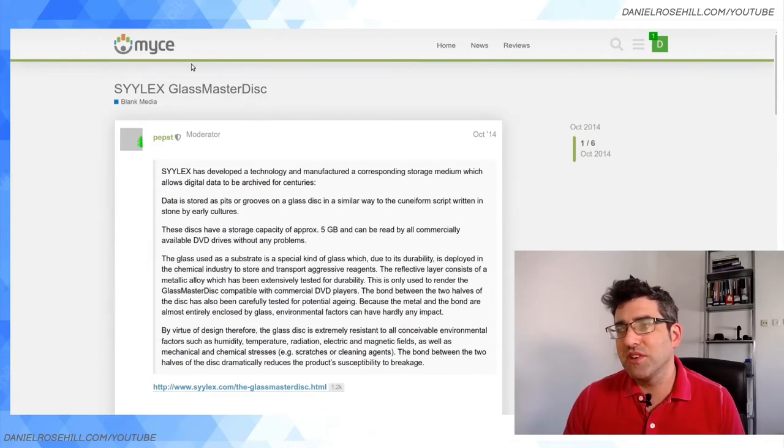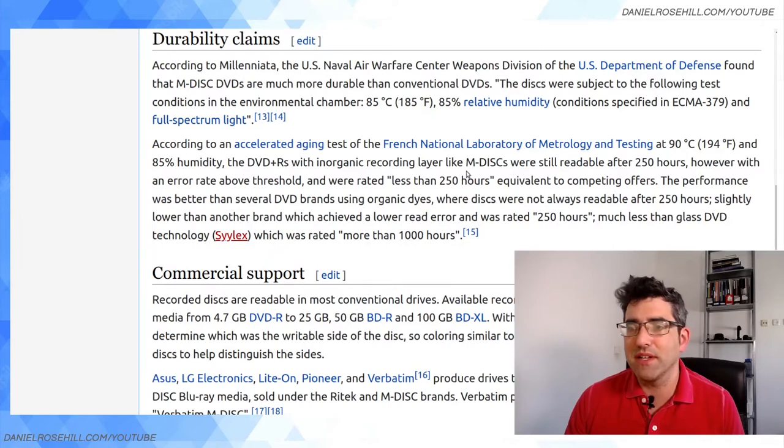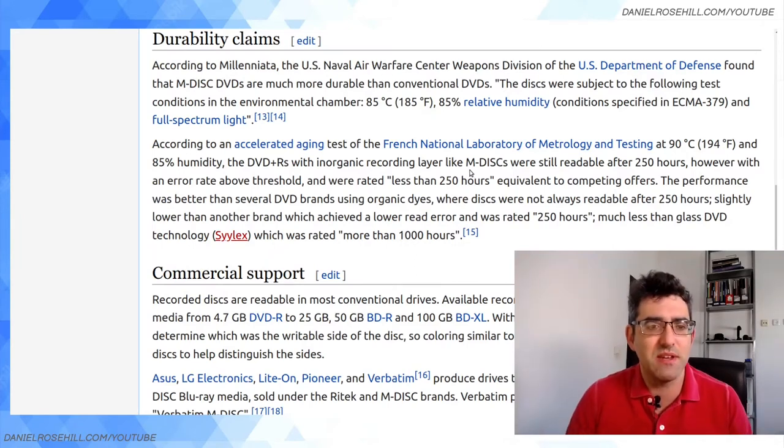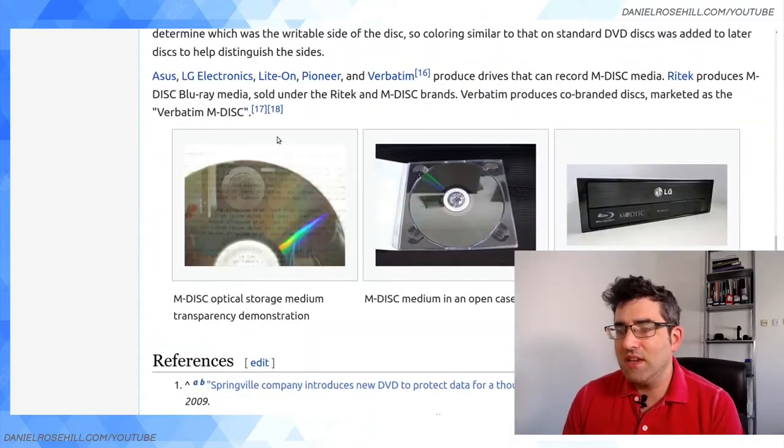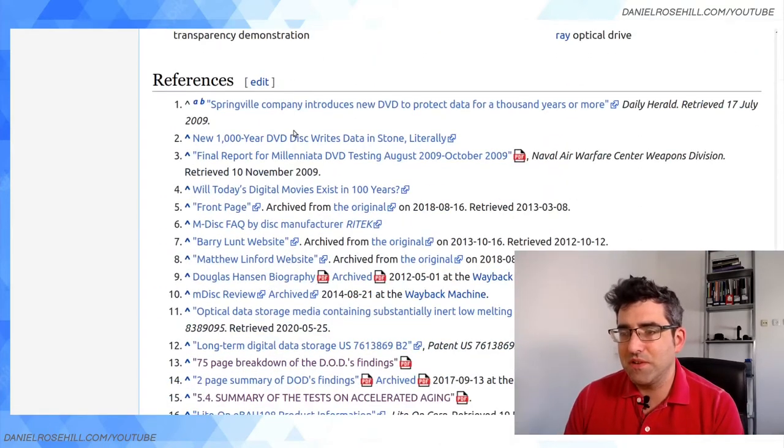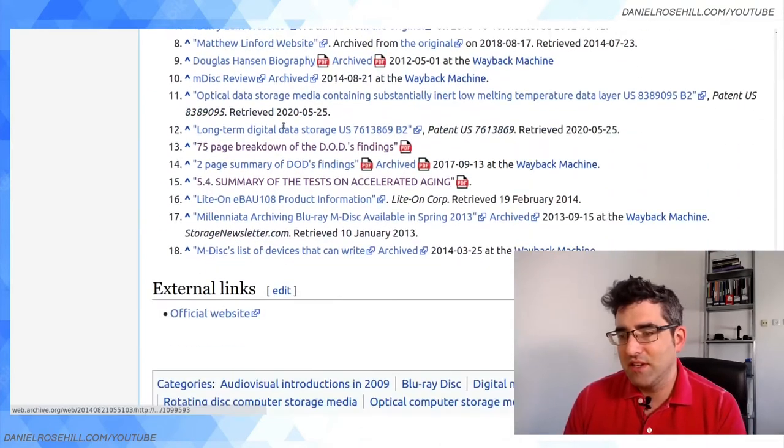There's some discussions on this nice website about it. You can follow it yourself. But to the best of my knowledge, Silex isn't on the market. Like, you can't go and say, hey, I want to buy a Silex drive and a Silex disc, please. So in the footnotes, we will find some interesting information.